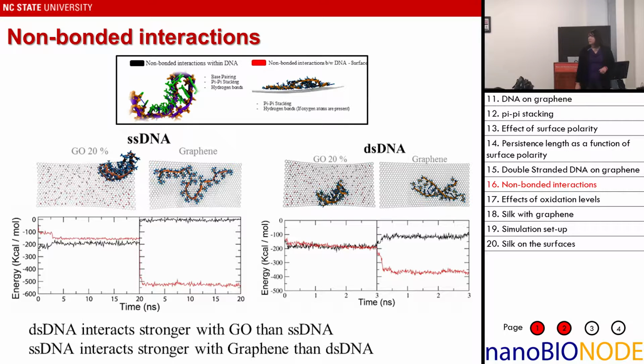So I noticed that you only have 3 nanoseconds for dsDNA. Is that because it happens much faster? Yeah, no, we just wanted to highlight this jump right here. Otherwise, you would see just a flat level. So we just zoomed in on the beginning. So it's a zoomed-in version. It's 100 nanoseconds, both of them.